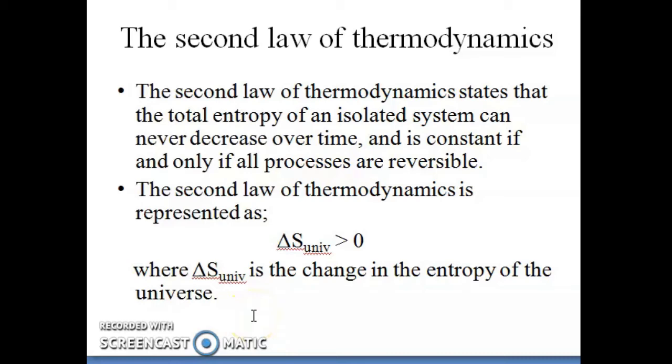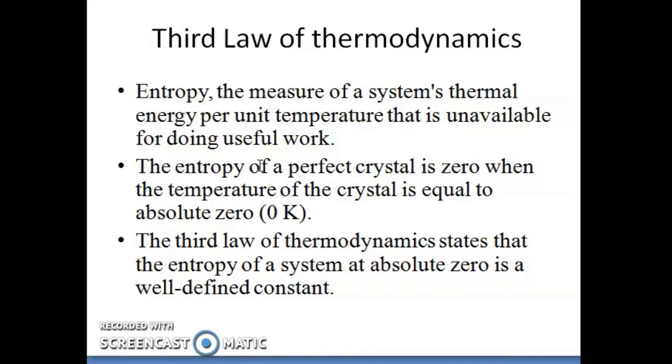So we could say that the relation of entropy and the second law of thermodynamics is that the total entropy of an isolated system will never decrease over time, and it remains constant only if all the processes are reversible. And let us understand the third law of thermodynamics. So we learned that entropy is the measure of a system's thermal energy per unit temperature that is unavailable for doing any useful work.